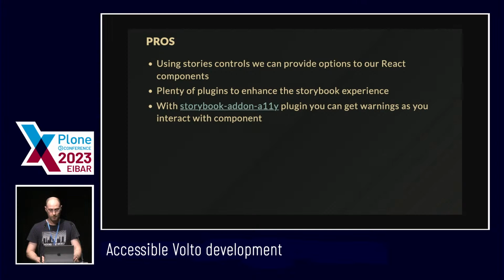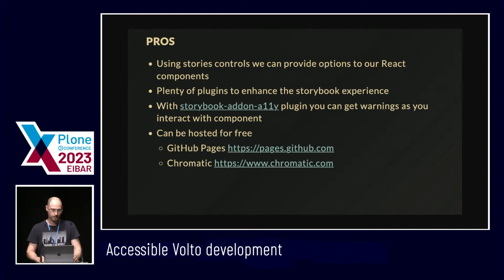And what is nice about Storybook is that it can be hosted for free. We have several options such as GitHub Pages, but also Chromatic, which we are using at EEA, and these are the maintainers of Storybook, and they provide generous options for hosting for open source projects. Generous meaning free.